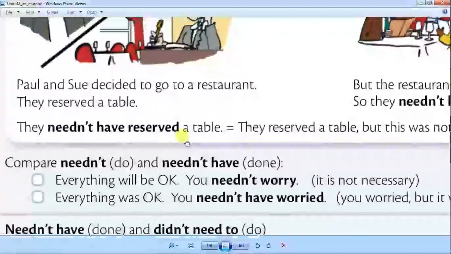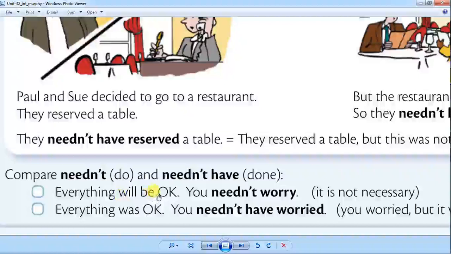For example, look, everything will be okay. You needn't worry. Everything was okay, I told you. You needn't have worried. You needn't have worried. Okay? And if it is shouldn't, it becomes you shouldn't have worried.